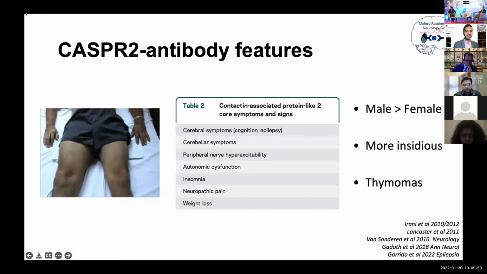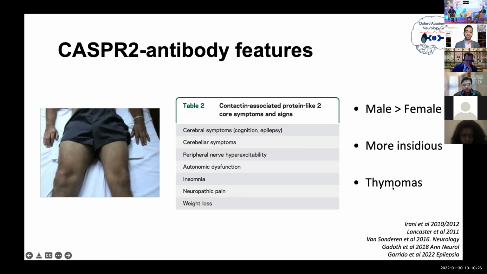So the cousin disease, once upon a time thought to be part of the same syndrome, is associated with antibodies against caspase-2. You've heard bits about this, but I'll just highlight a few bits with one slide to show that this disease is a male-dominant disease. And interestingly, we see that this disease can present very insidiously, sometimes over 2 to 3 years. I'm sure this condition remains under-recognized because of this very gradual onset.